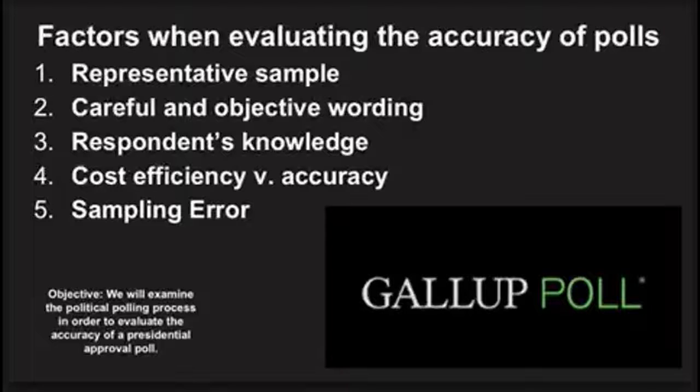This lecture is to teach you about the different factors that one must look at when trying to evaluate the accuracy of a political poll. The 5 categories are representative samples, careful and objective wording, respondents' knowledge, cost efficiency versus accuracy, and sampling error. These come from the famous and one of the original scientific pollsters, George Gallup. And we use a lot of these ideas to help us measure the accuracy of polls even today.